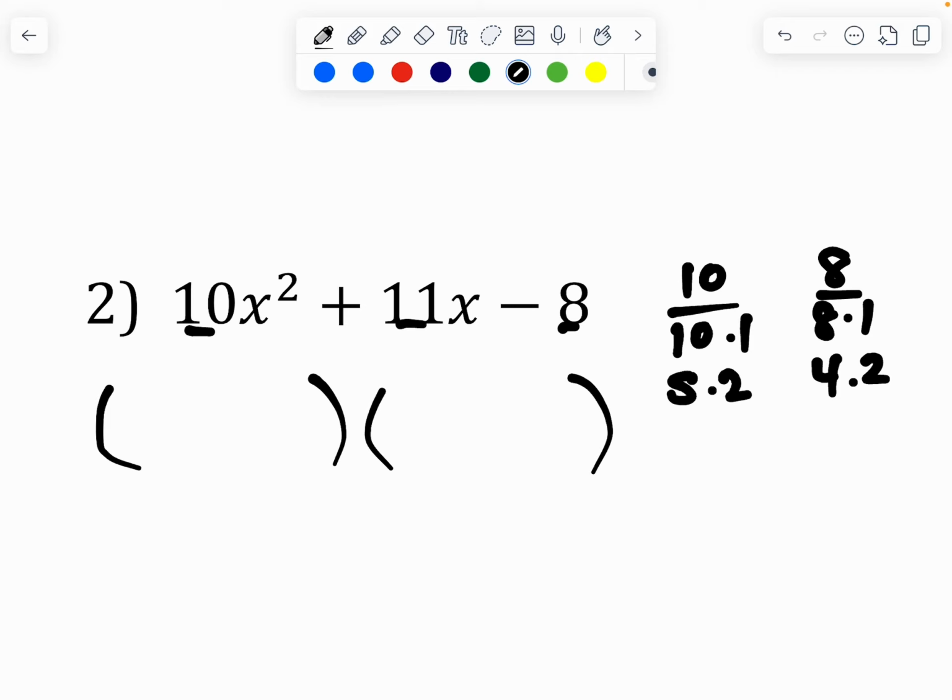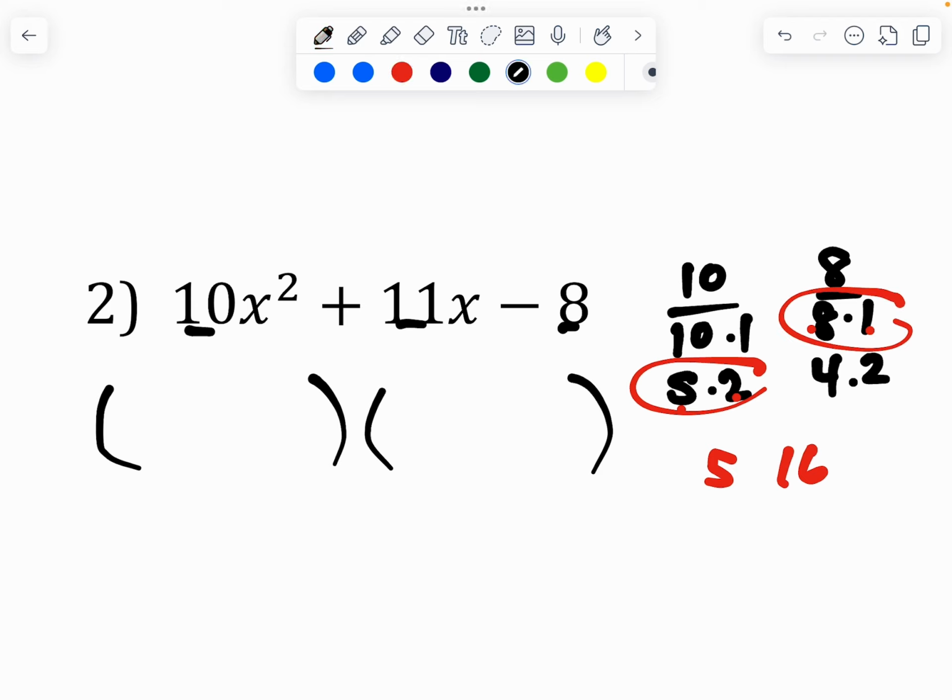Okay, if I try 5 and 8, 8 times 5 is 40, and 2 times 1 is 2. That gives me 42 or minus, which is going to give me 38. That doesn't work, but let me switch it. Let me try 5 times 1 is 5, and 2 times 8 is 16. 16 minus 5, yep, that gives me 11. So I'm going to try these two here.